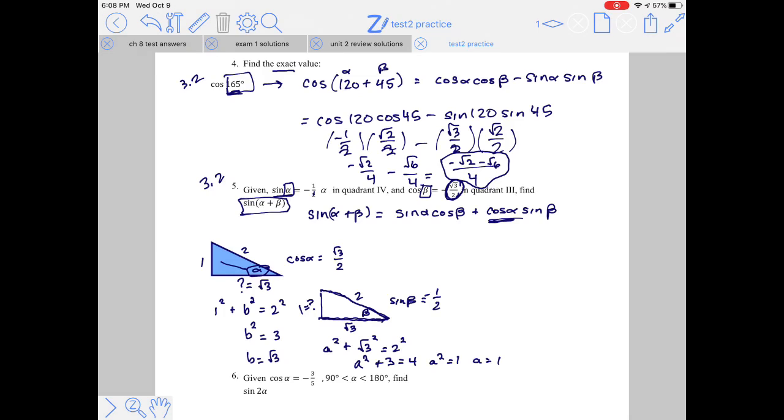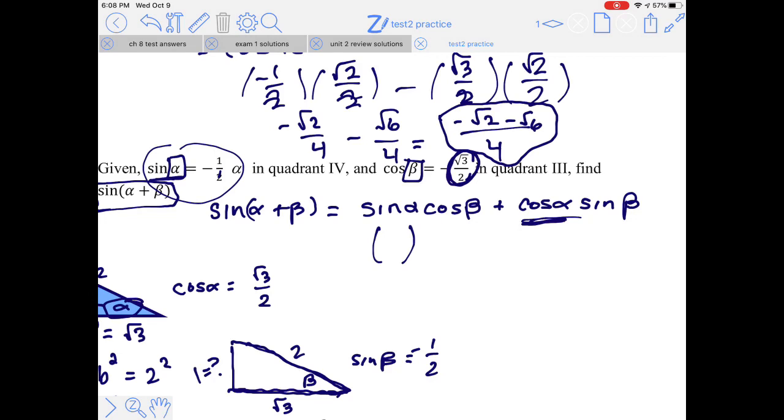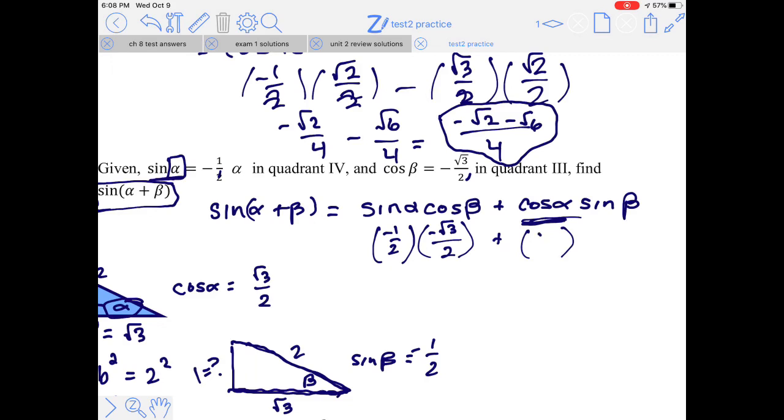So I believe we have all of the quantities we need. Remind me what sine alpha is. Sine alpha was given to us at the beginning of the problem. It was right here. Sine alpha is negative 1/2, so I can replace sine alpha with negative 1/2. Cosine beta is negative root 3 over 2. That was also given to us at the beginning of the problem. And then cosine alpha, we had to figure out, is positive root 3 over 2. And sine beta, we figured out here, sine beta was negative 1/2.